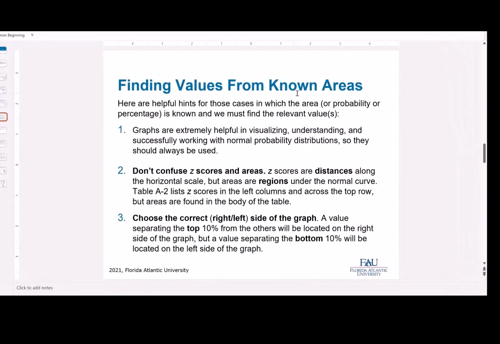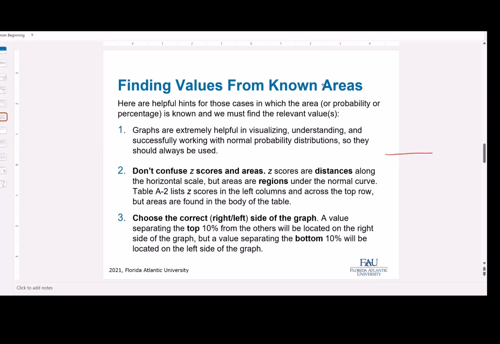Finding values from known areas. Here are some helpful hints for those cases in which the area or probability or percentage is known and you must find the relevant value that goes with it. Graphs are extremely helpful in visualizing, understanding, and successfully working with normal probability distributions. They should always be used. Don't confuse Z-scores and area.